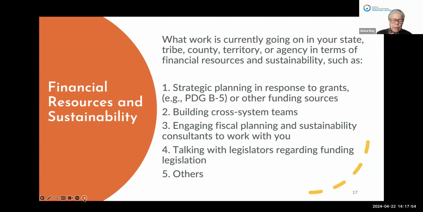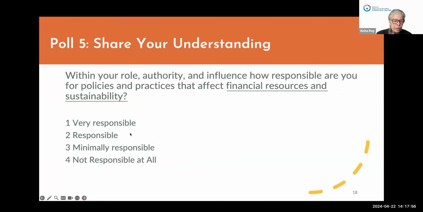And now, for the next poll, I'd like you to share your understanding of your own authority and influence. And we've asked you to think this way a number of times. Within your current role, authority and influence, how responsible are you for policies and practices that affect financial resources and sustainability? Are you very responsible, minimally responsible, or not responsible at all?